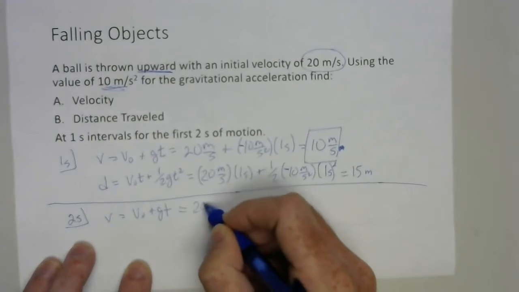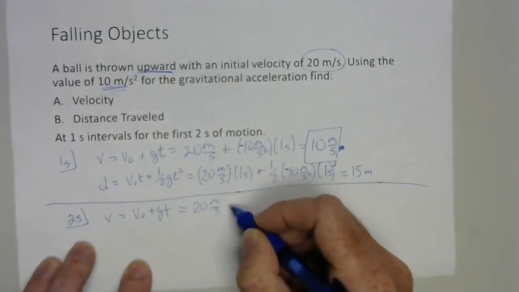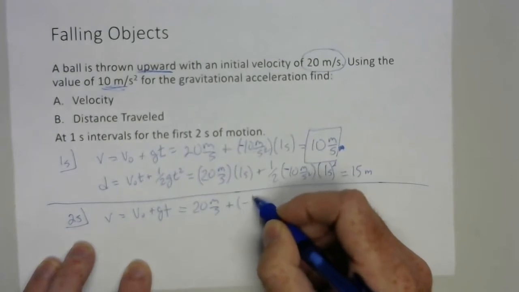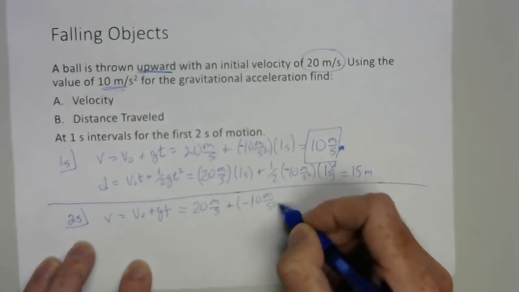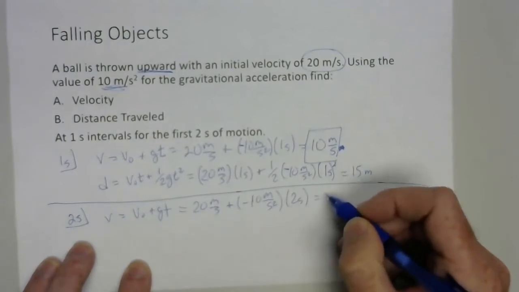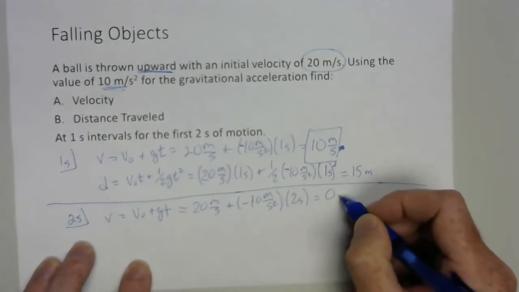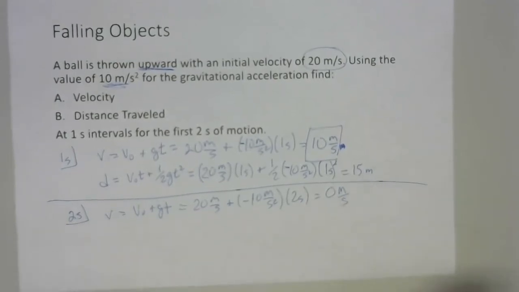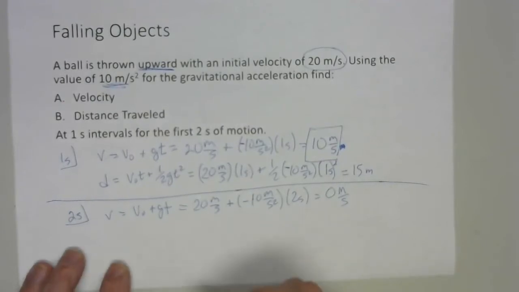So you're going to have 20 meters per second plus your negative 10 meters per second squared times 2 seconds, which means it's now going 0 meters per second, which means you are at the peak of the throw. After that, it would fall.